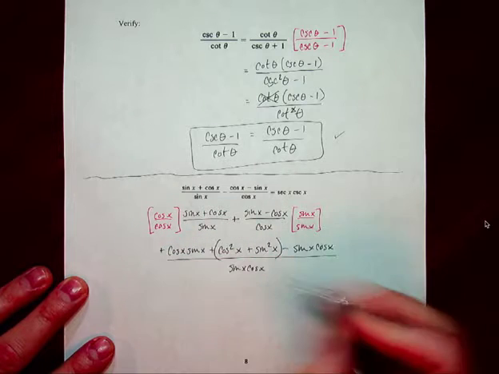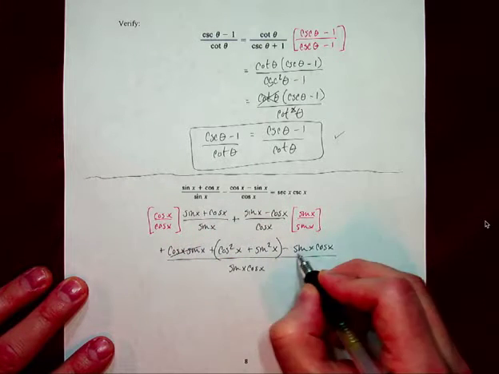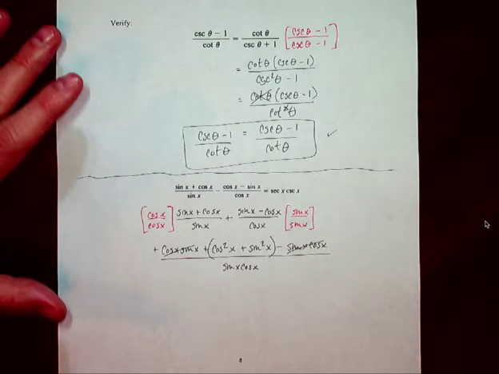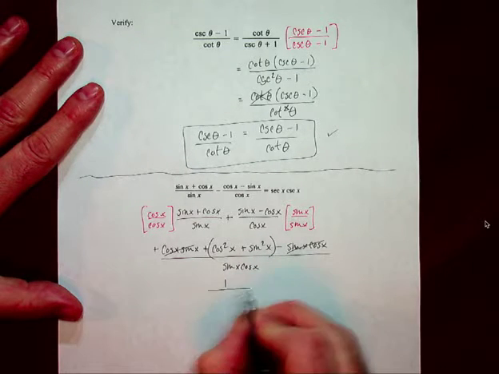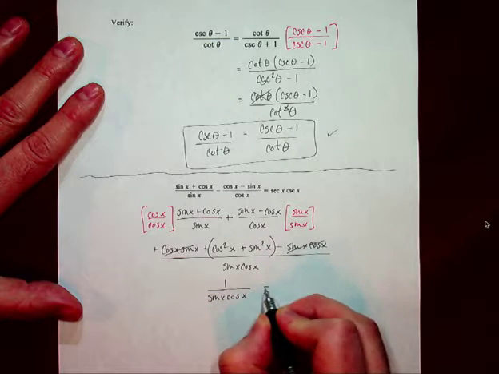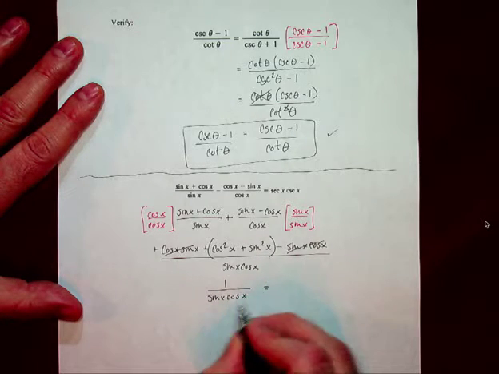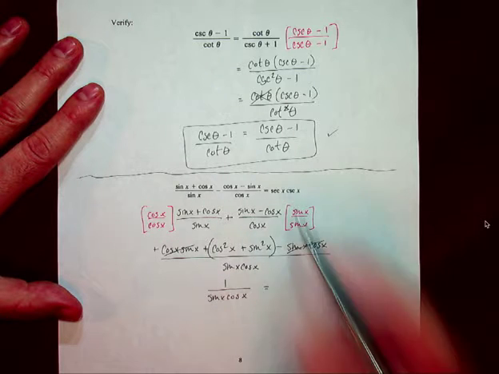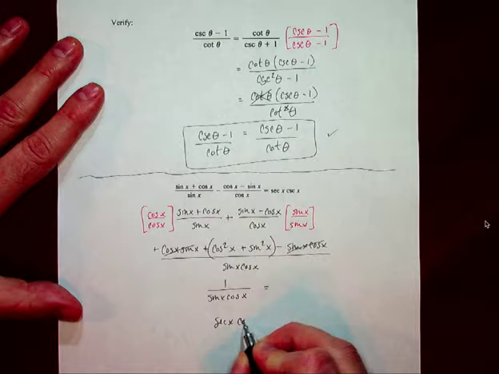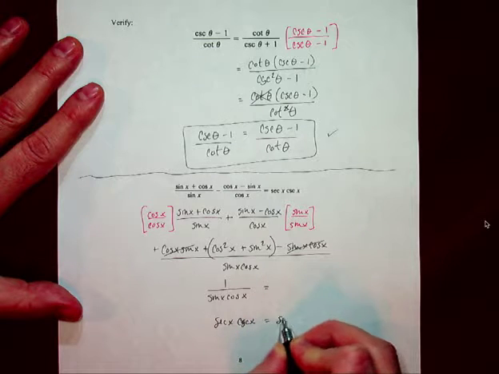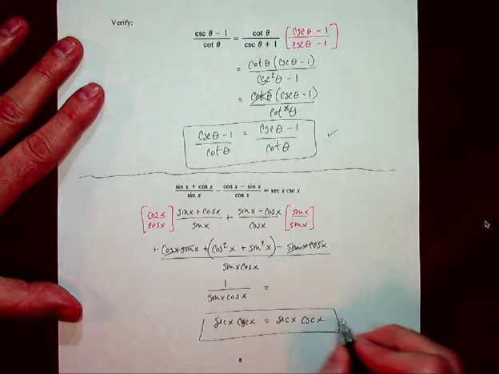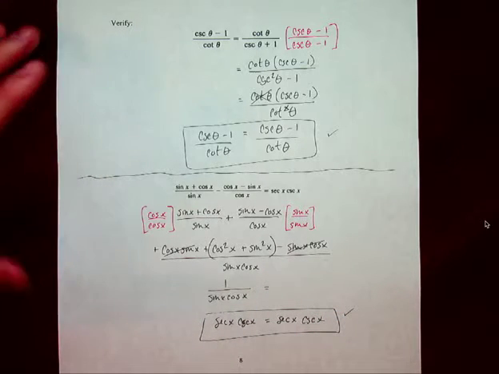This is positive, this is negative, and those cancel out because they're additive inverses. So what I really get here is 1 over sine x cosine x, which of course is going to be, in fact, we're just going to switch the order when we actually turn it into this, and it becomes secant x cosecant x. And that is exactly what I have on the right-hand side. I have verified. Yay me.